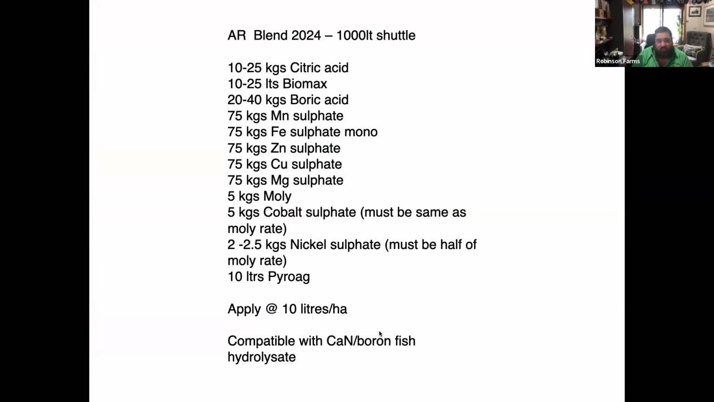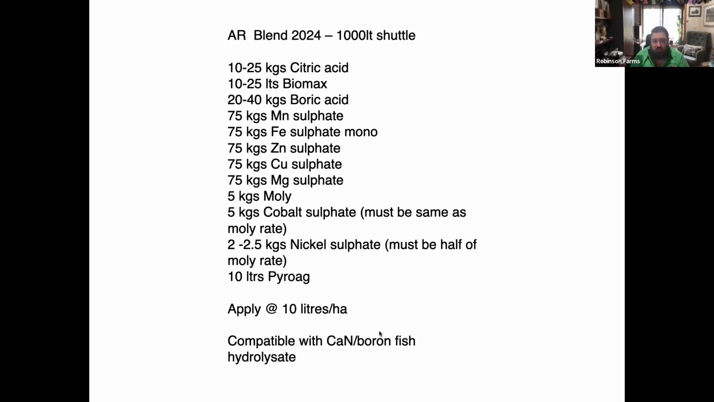So this is in a 1,000-litre shuttle, and we're putting all these different products in. This is our list for our farm. You're more than welcome to take a photo of it, but this is what we've worked out we needed. And then we're applying that at 10 litres to the hectare. And then we've also worked out what it's compatible with as well.